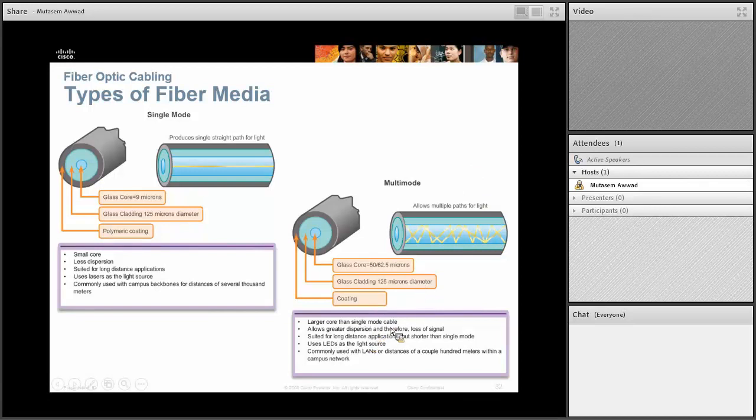Dispersion means if you are very far away and you're trying to detect the signal, you cannot differentiate between a 1 and a 0. All you see is light. You can't see on, off, on, off. After a certain amount of distance, the light gets dispersed and all you see is ones. That means the signal has dispersed. So there are ways of getting around that, but it's very difficult.